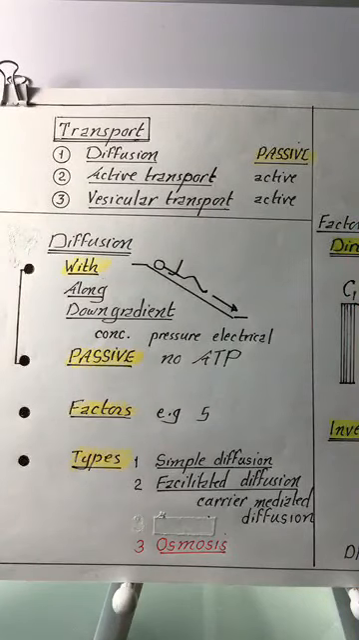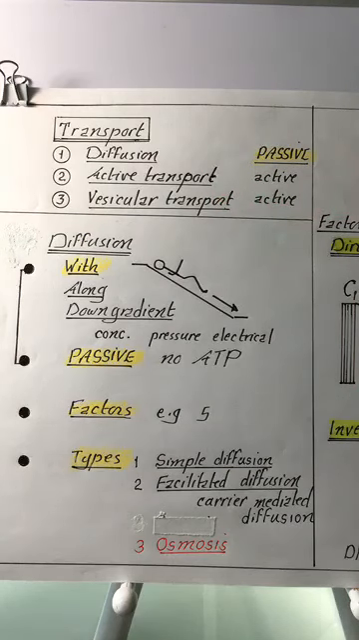Now we start the main core of our lecture, the transport across the cell membrane. We have three ways of transport across the cell membrane. Number one, diffusion, which is a passive process. Number two, the active transport, which as the name indicates, is an active process. And number three, the vesicular transport, which is also an active process.